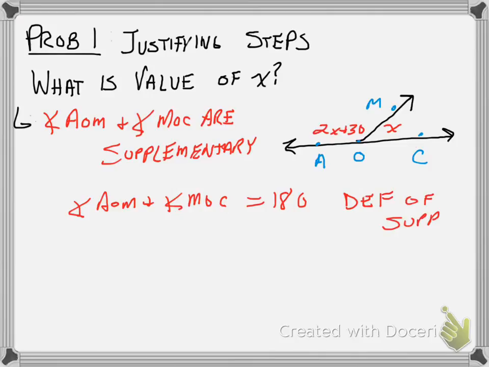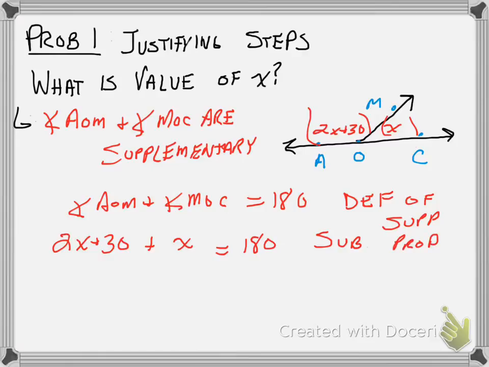Again, I'm going to abbreviate here. So by definition of supplementary. Okay, well, what else do I know? I know that those equal 2x plus 30 and x. So I can substitute 2x plus 30 in for AOM and then x in for MOC. That's going to give me 180. Again, why is that? That's going to be the substitution property.